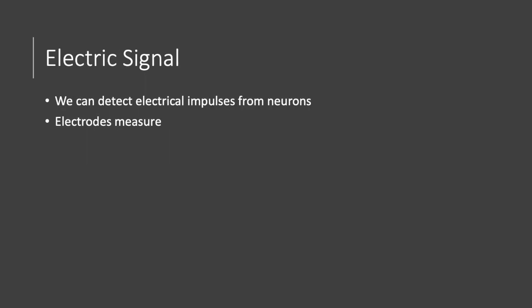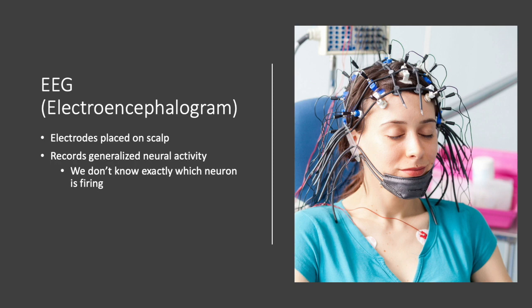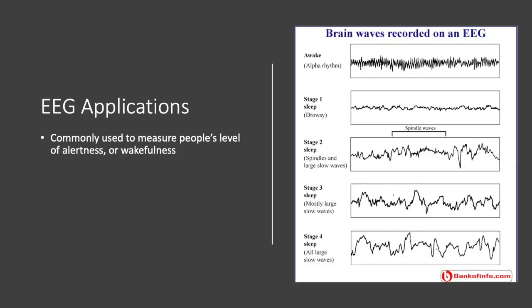So when neurons fire, we can detect their electrical impulses. We can use instruments called electrodes to measure neural activity. The first type of electric signal imaging we'll talk about is EEG, or the electroencephalogram. EEGs use electrodes that are attached to the scalp, so they detect neural activity from large regions of the brain and not specific neurons. Because EEG detects generalized brain activity, we can measure how alert or awake people are overall.